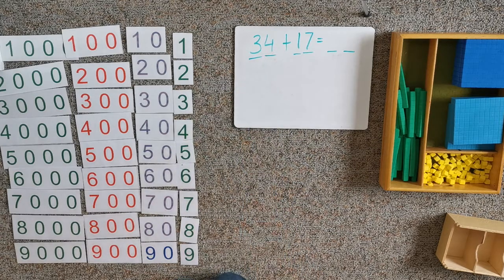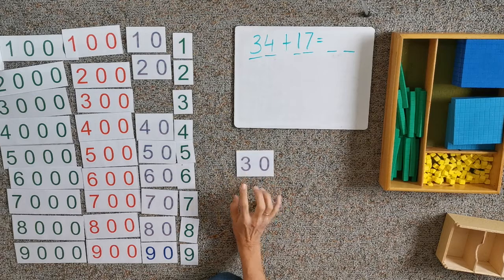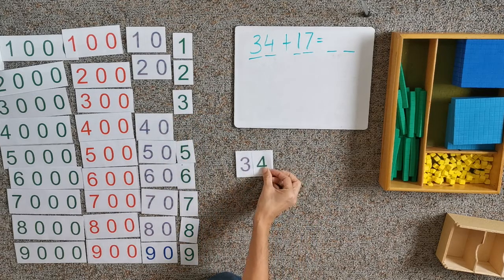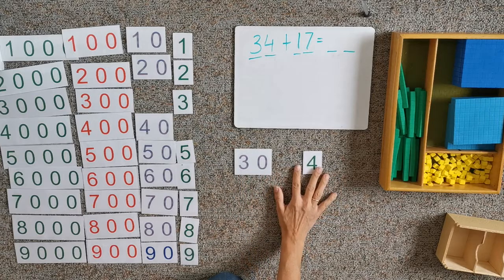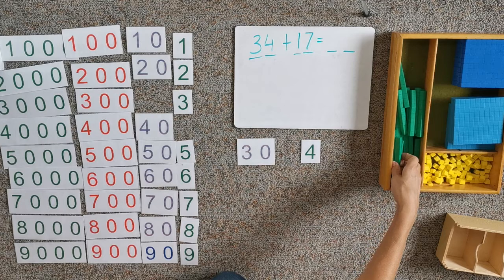34 is the first number. So, expanded form of 34 is 30 and 4. 34? 30 plus 4. Now make 34 with blocks.